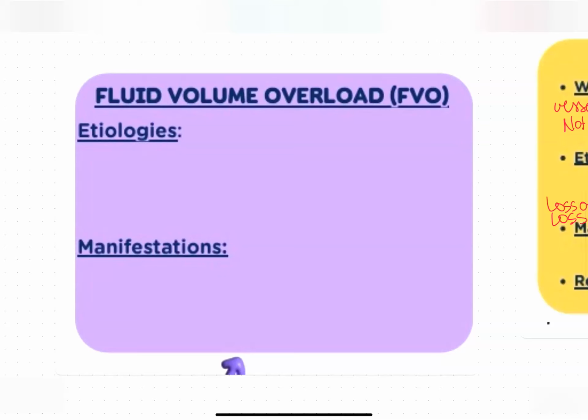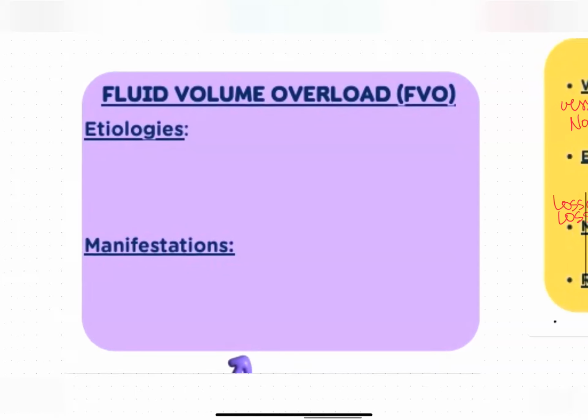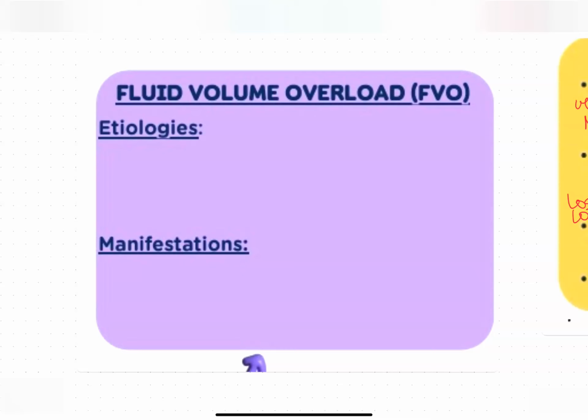Now let's talk about fluid volume overload. Fluid volume overload or overhydration. Causes of this tend to be things such as heart, liver, and renal failure. All contribute to fluid volume overload or overhydration. We also know that the RAS system, when it starts to kick in, that's going to increase sodium retention, which is increasing our preload and our fluid volume.